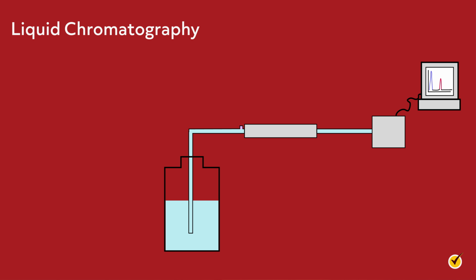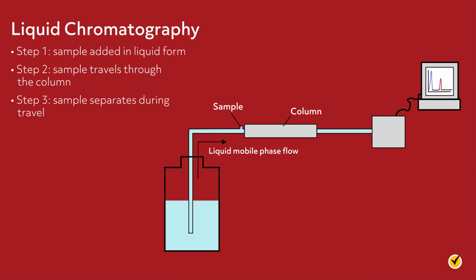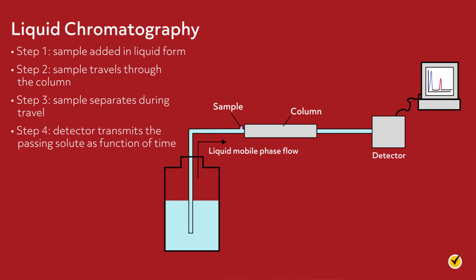These samples aren't volatilized. Instead, they're added in liquid form to the top of the column, and the liquid mobile phase carries them through the column. LC columns are usually much shorter and wider than GC columns and don't need to be heated, although most modern LC instruments have the option. The solutes separate in the column, and the mobile phase carries them to a detector, which transmits the signal to a computer that displays the signal as a function of time. Detectors for LC are often UV/VIS, or mass spectrometers.